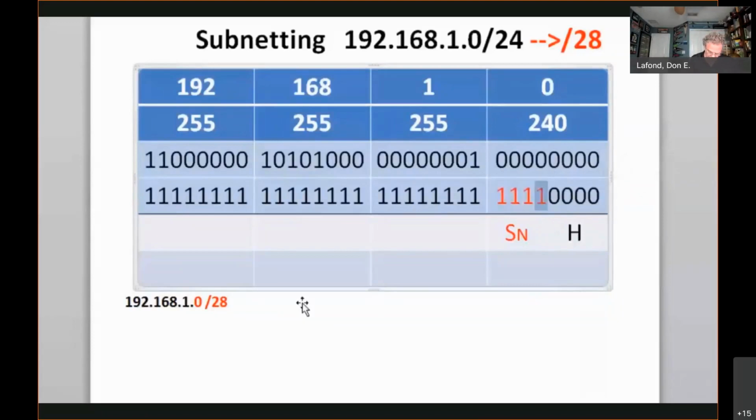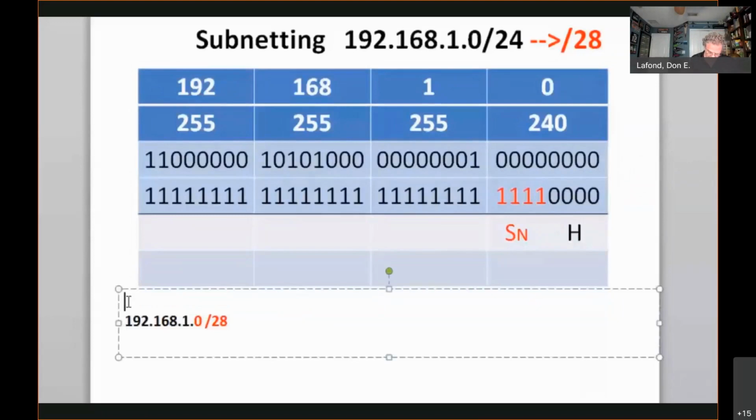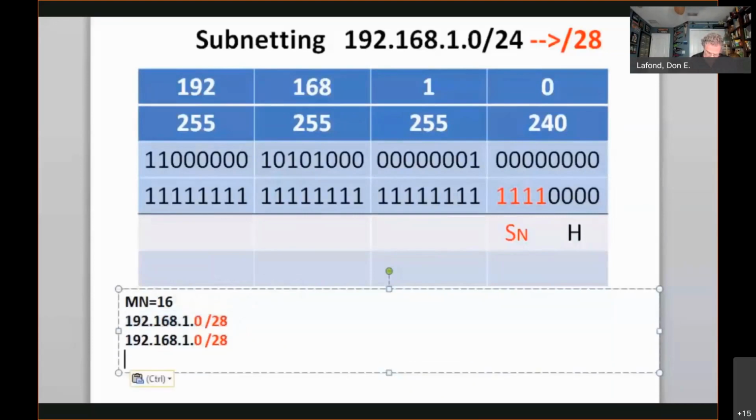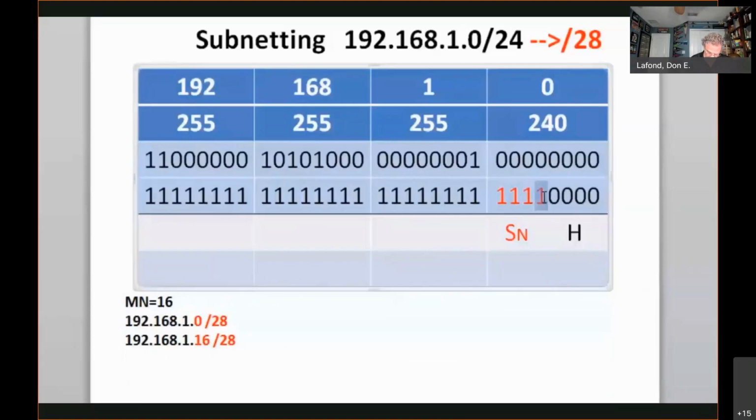So the magic number is 16. We'll see that the networks go up by 16. The first network is always 0, so 192.168.1.0/28. I'll copy this and paste it, and the next network will be the 16 network. Why? Because the magic number is 16, because the last one is in the place value of 16.